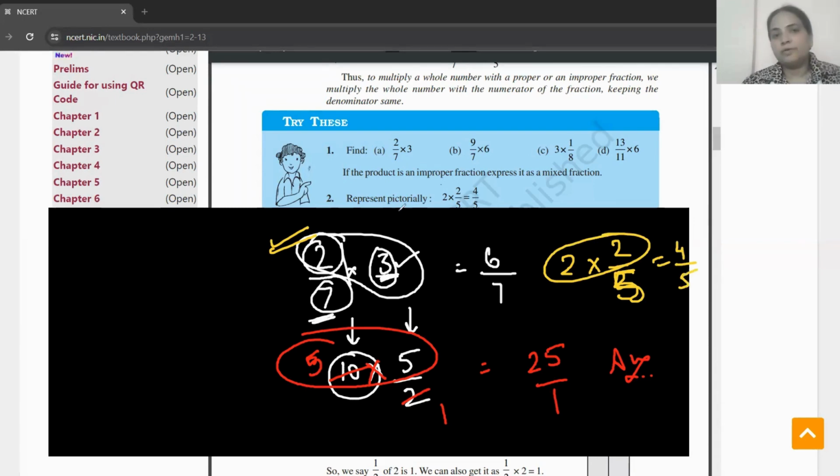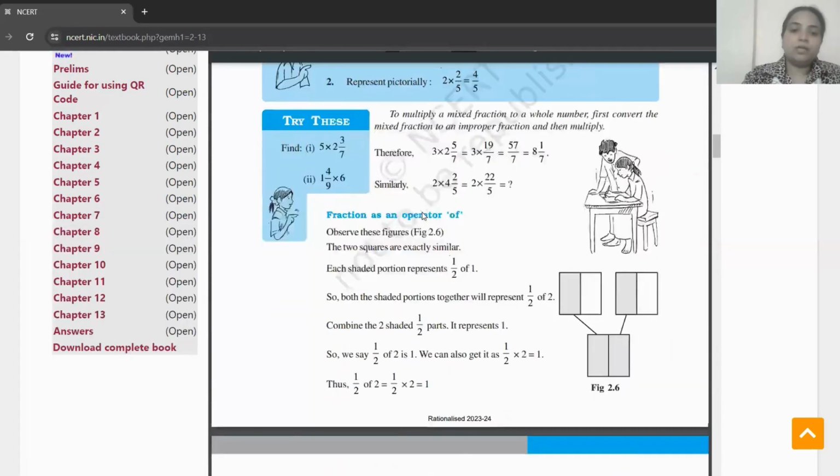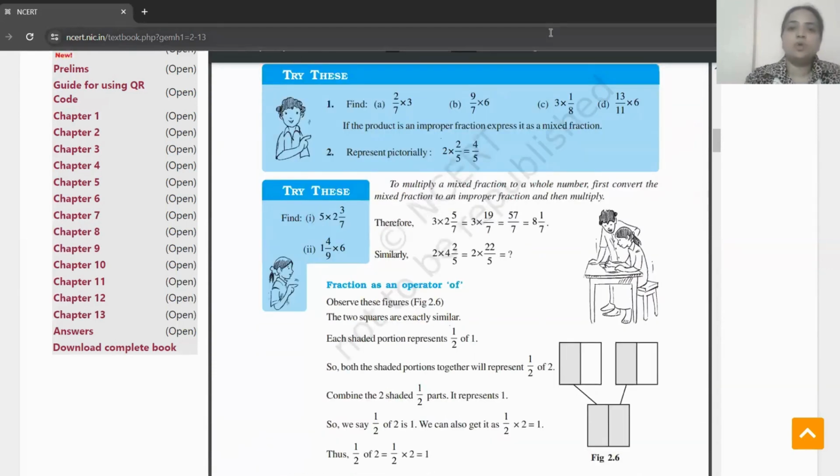Clear everyone or not? Now quickly write this heading in your register that this is chapter number 2, page number 22, and this try these you are solving. Quickly solve it and tell me the answers.